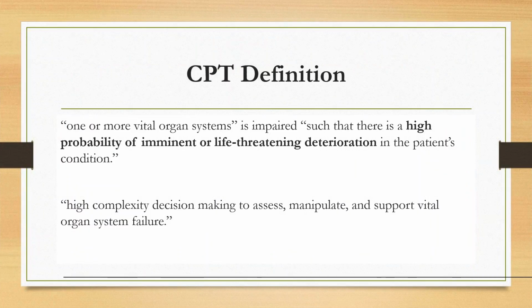So the definition in the CPT manual, we'll look it up if we're extremely bored, is that one or more vital organ systems is impaired such that there is a high probability of imminent or life-threatening deterioration in the patient's condition. And that's oftentimes why we see that a patient's in the ICU, and it also says that it requires high complexity decision making to assess, manipulate, and support vital organ systems failures.